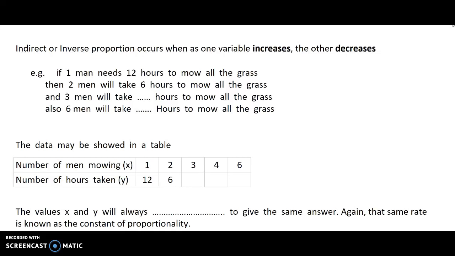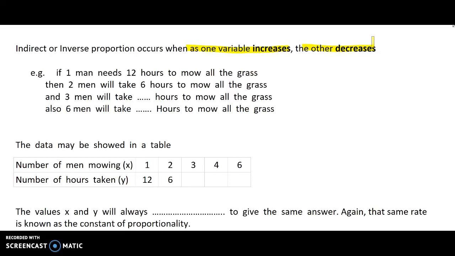So basically, indirect or inverse proportion is when, if you're comparing two variables, as one variable increases, the other one decreases. That's the important bit. As one variable increases, the other one decreases. So it's going in opposite directions, if you may say.